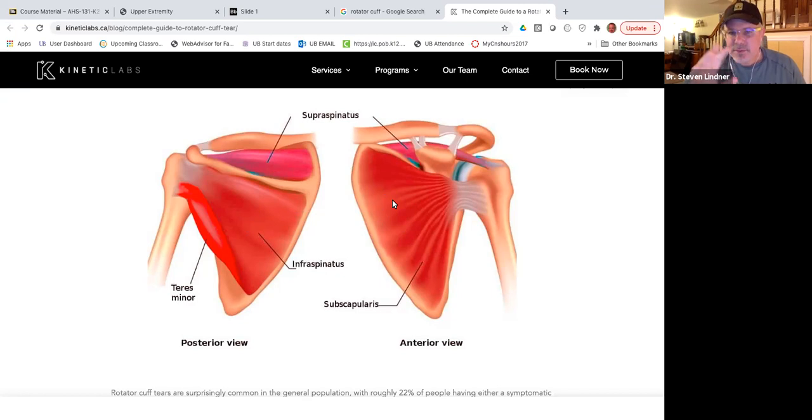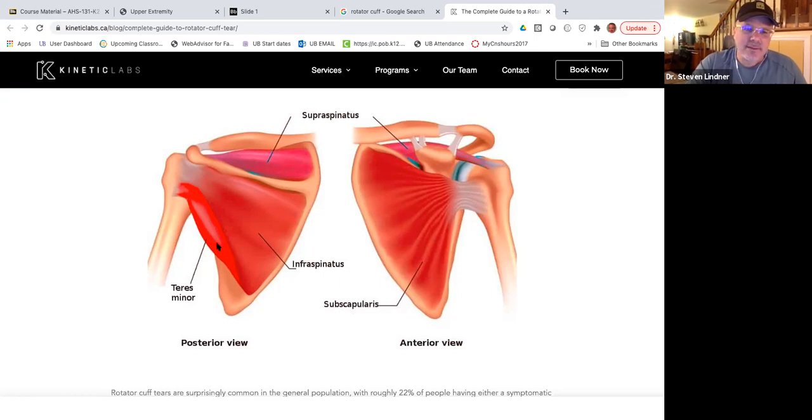So the reason why those three fossae are interesting is because we have three muscles that originate on those fossae, and the names of the muscles sound similar to the fossa. So the supraspinatus muscle can be found originating on the supraspinous fossa. The infraspinatus originates on the infraspinous fossa. And the subscapularis originates on the subscapular fossa.